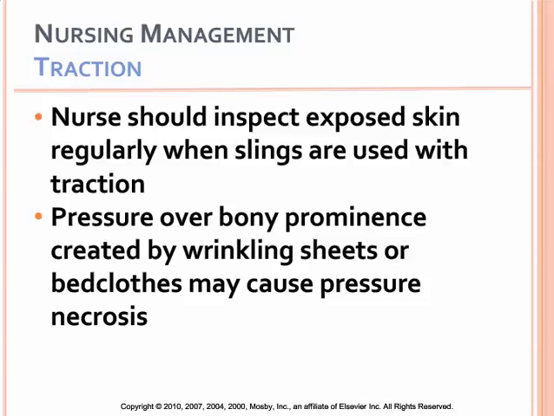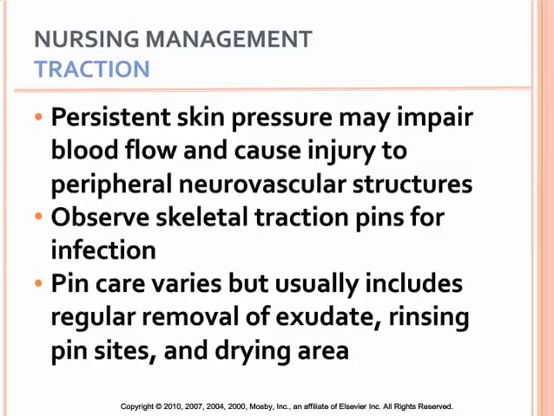If the patient is in traction, you should inspect exposed skin regularly where slings are used with traction, and decrease the pressure over bony prominences that might be created by wrinkled sheets or bedclothes because they can cause pressure necrosis. Persistent skin pressure may impair blood flow and cause injury to peripheral neurovascular structures, so be careful of that.